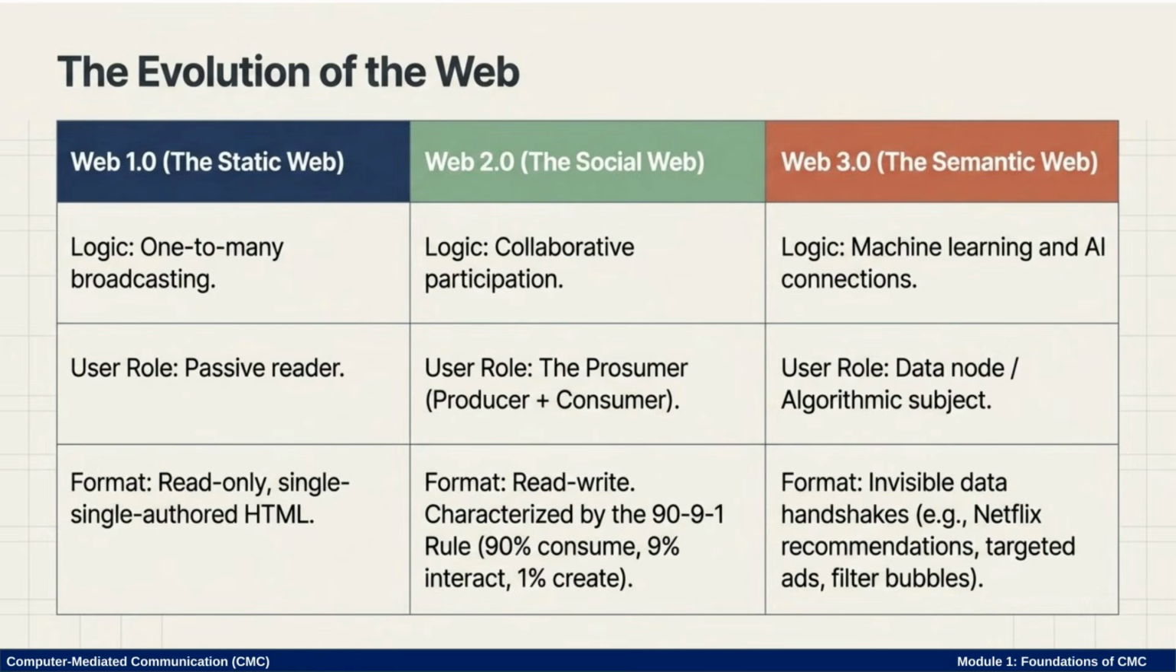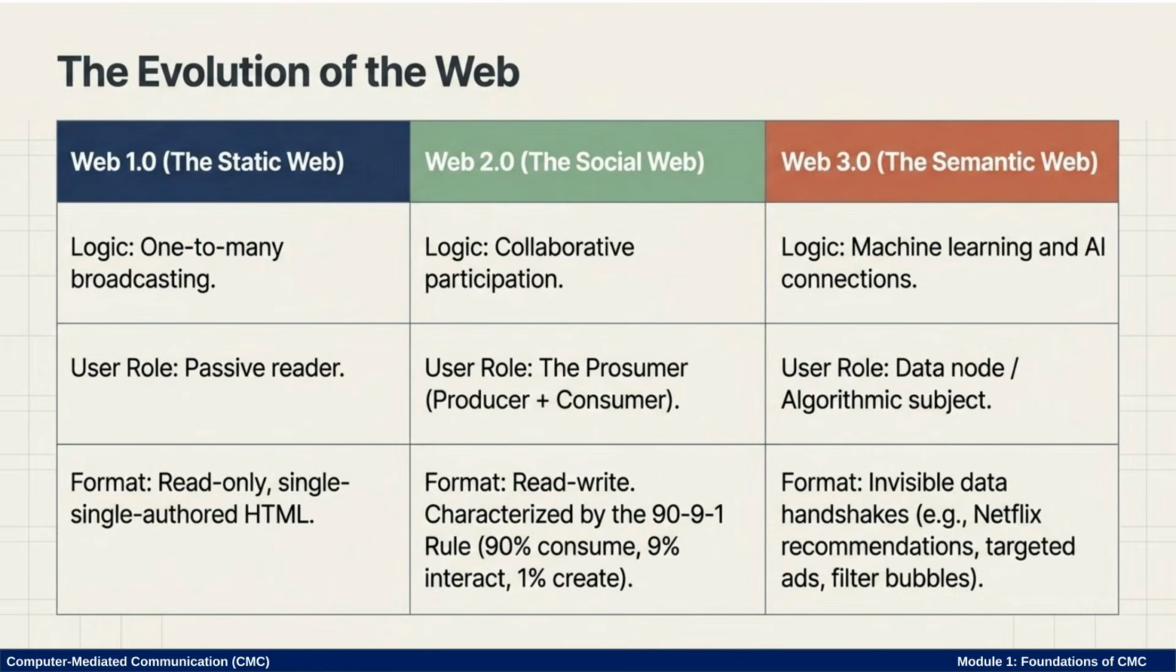Then came Web 2.0, the social web, the internet most of us grew up with. The logic shifted to collaborative participation. Users became prosumers, both producers and consumers of content at the same time. This era is characterized by the 90-9-1 rule. 90% of users just consume content. 9% occasionally interact by liking or commenting, and only 1% actually create original content.